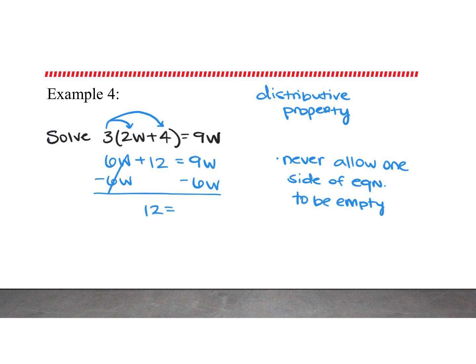So I have 12 equals 3w. I can divide both sides by 3, and I get w equals 4. Notice this is the first time we finished a problem with our variable on the right-hand side. That's totally fine. So your variable can end up on the left or the right and be good.